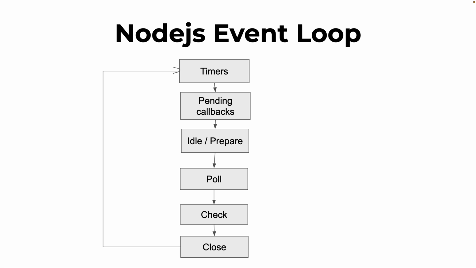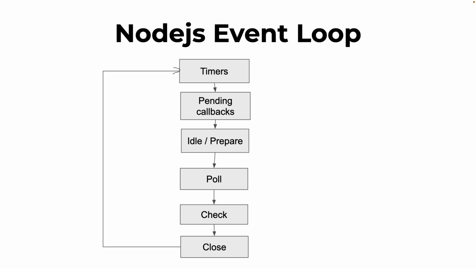So first is the timer phase. Timer phase is nothing but setTimeout and setInterval. In your code, suppose you have written say 15 setTimeout or setInterval calls. Ideally we should not write that many, but if you have, all those executions will happen in this timer phase.